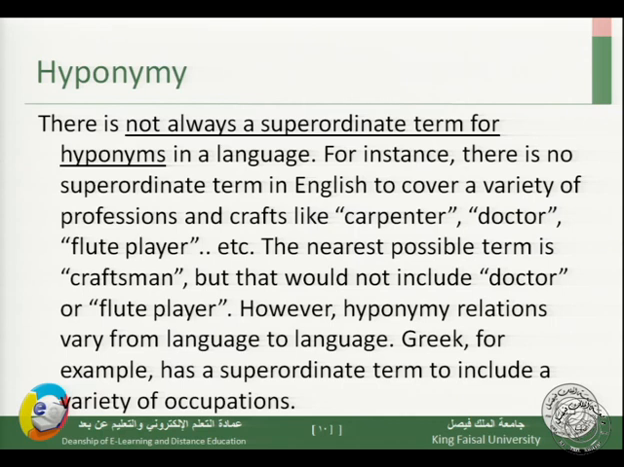However, this differs from language to language. So hyponym relations vary from language to language. For example, in Greek, we have a superordinate term to include a variety of occupations like carpenter, doctor, flute player, etc. So in Greek, there is a word that is a superordinate of these hyponyms, but in English we don't have one. So this relationship differs from language to language.